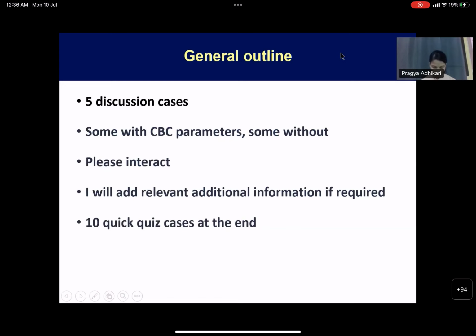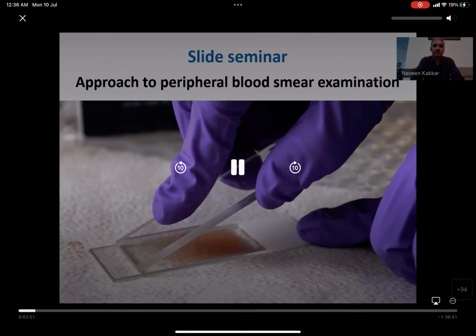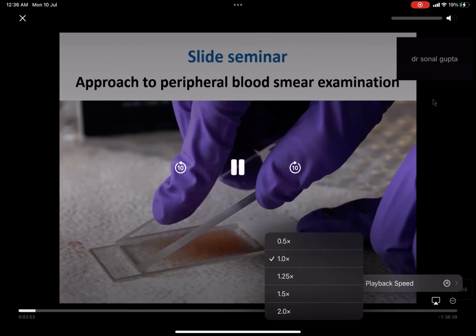Is the screen visible? Yes, sir. Okay, so let's begin.